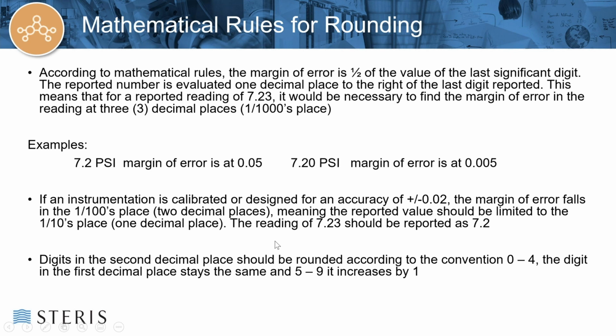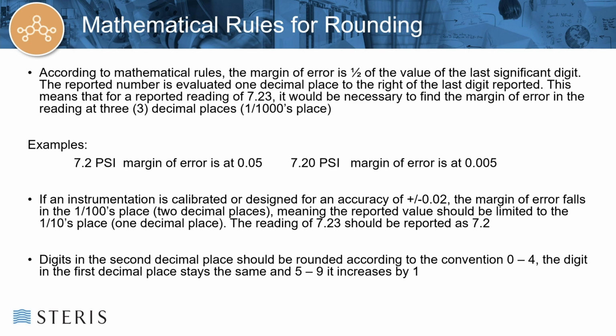So for a reading of 7.23, it would need to be reported as 7.2. And a lot of people say, oh, well, it's good to the 100th place. Okay, well, if it's at the hundredths place, then 7.23 could be 7.25 or 7.21. So does that really matter in the long run in the big picture of things?